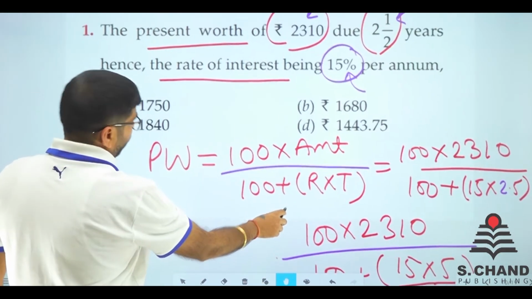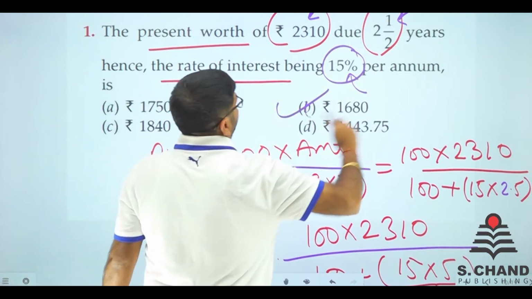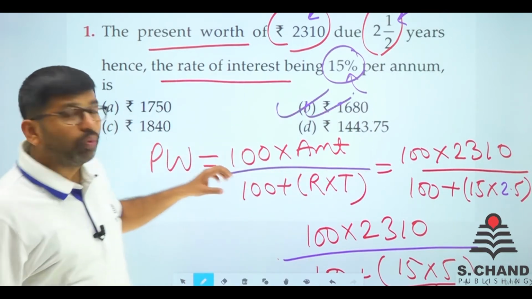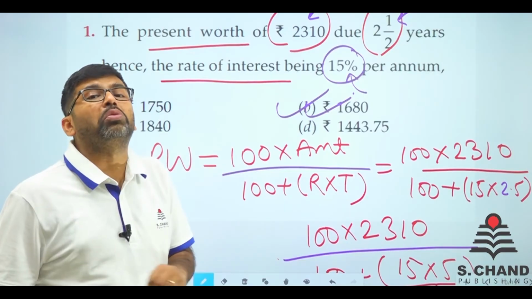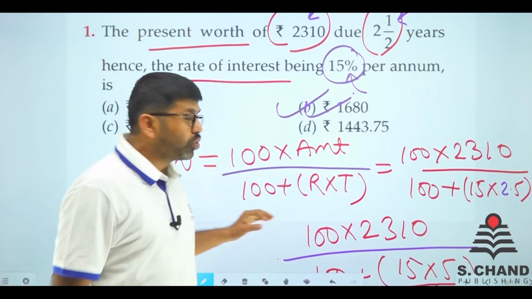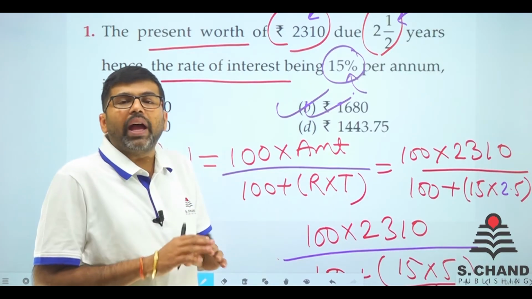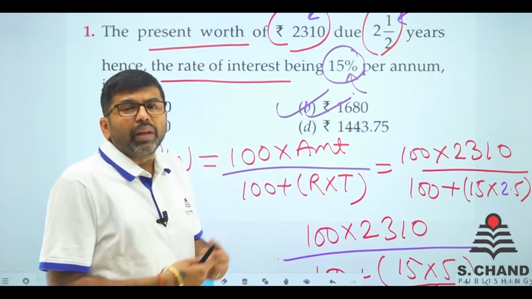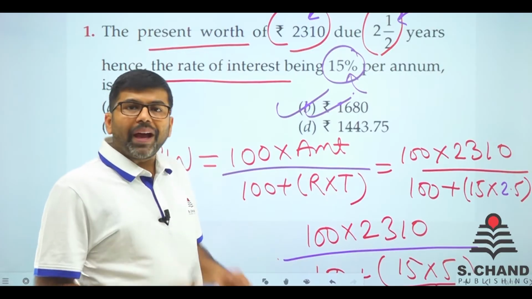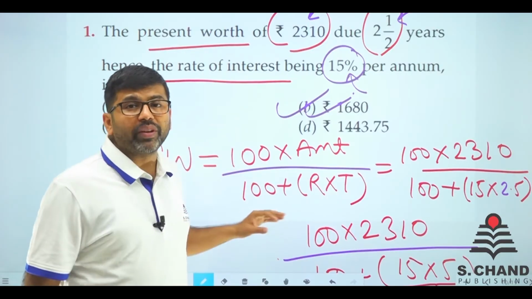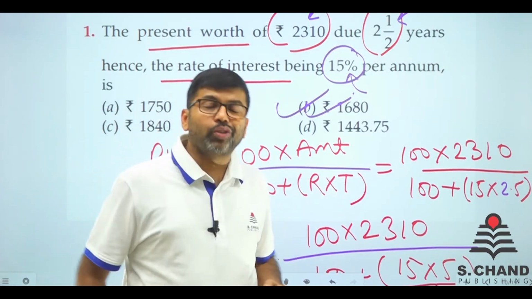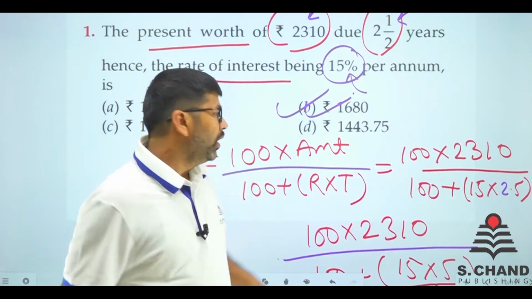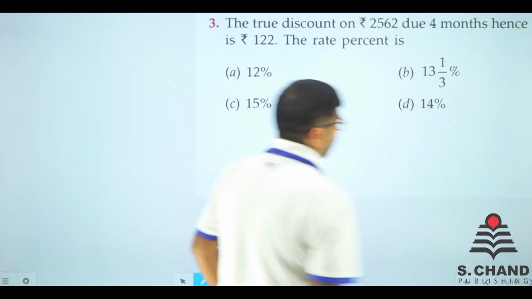Is there any option like 1680? Yes, we do have. So just calculate this. You don't need to do anything. You just need to calculate the formula, and very easy math calculation, just in multiples of hundreds or fives. That is it. So very simple question, but very important question to know about present worth, right? We move on to another question, friends.